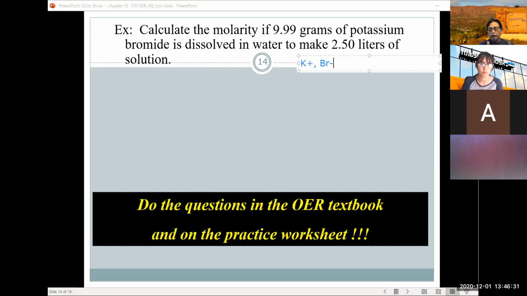Okay, and so now those are my ions. Now I can put them together to write the formula. It's a simple 1-to-1, so the symbol would simply be KBr.